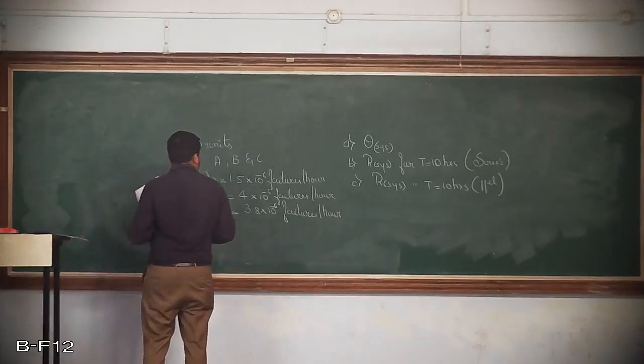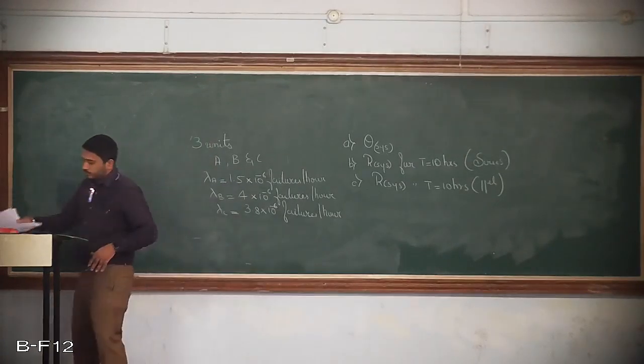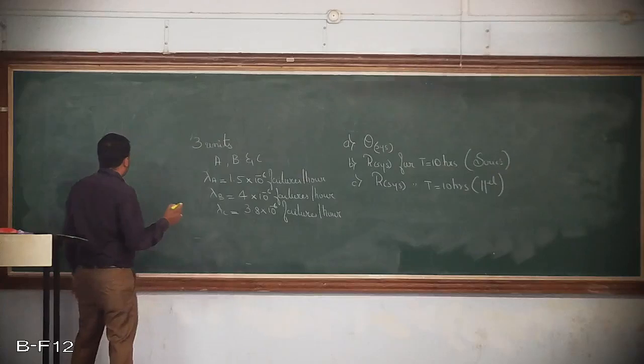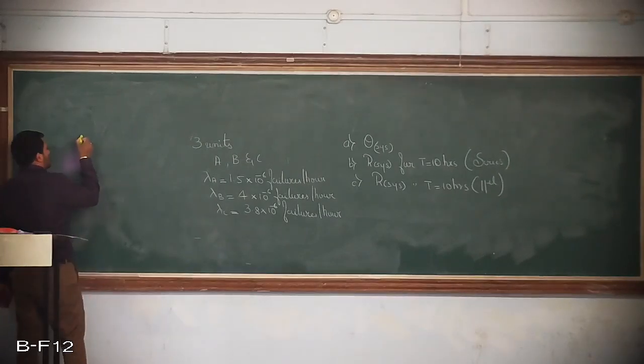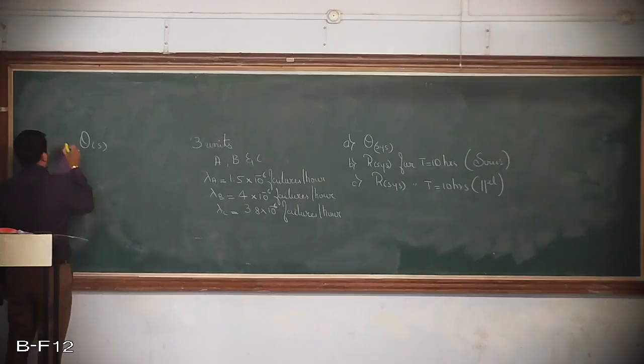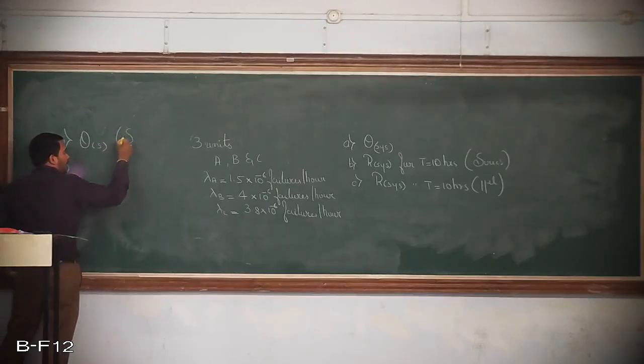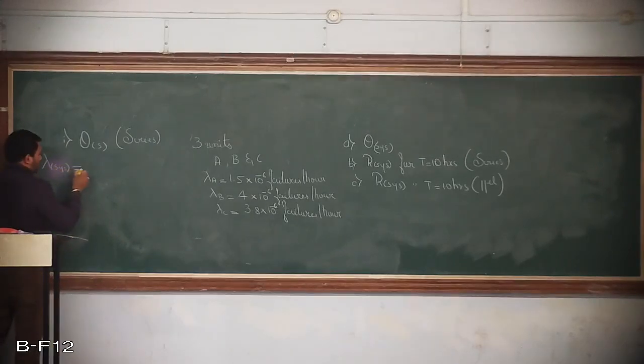So first we'll find out the mean time between failure of the system, that is theta S. To find out theta S, first we'll find out the failure rate per hour of the entire system. We'll assume that here the parts are connected in series. So for the series, we know that the failure rate per hour of the system is nothing but the addition of the failure rates per hour of each part.